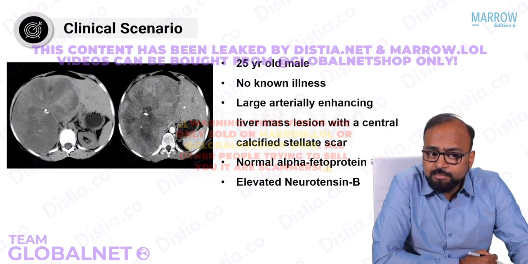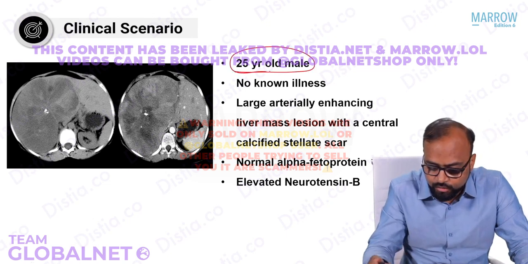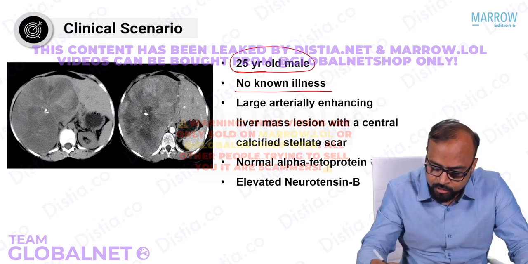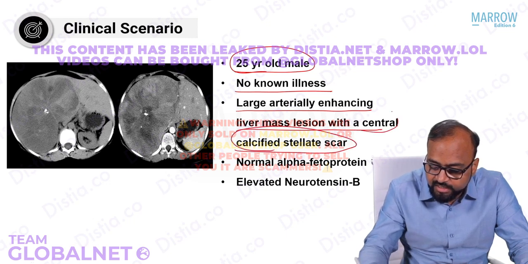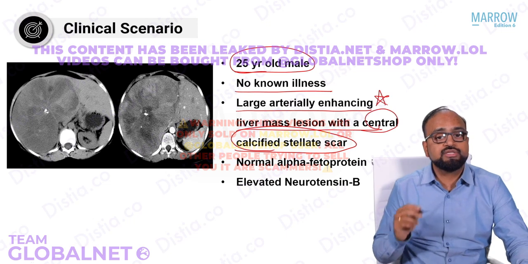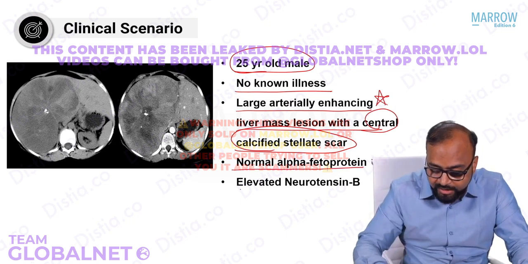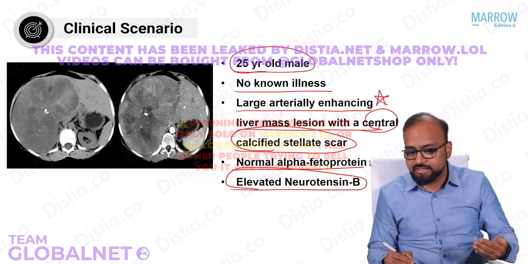Now see here, a similar appearing heterogeneous tumor in a young male, 25-year-old male, no known illness, non-alcoholic, no hepatitis B, presents with a large arterially enhancing liver mass lesion with a central calcified stellate scar. This is a peculiar clincher of a diagnosis. Normal alpha fetoprotein and elevated neurotensin. Do you realize that every step this is different from HCC?